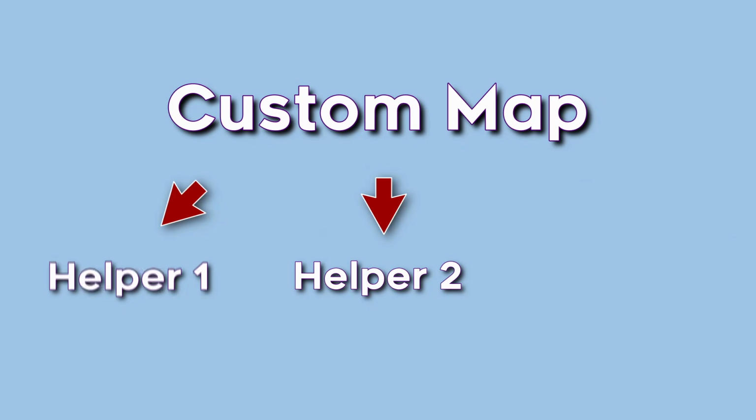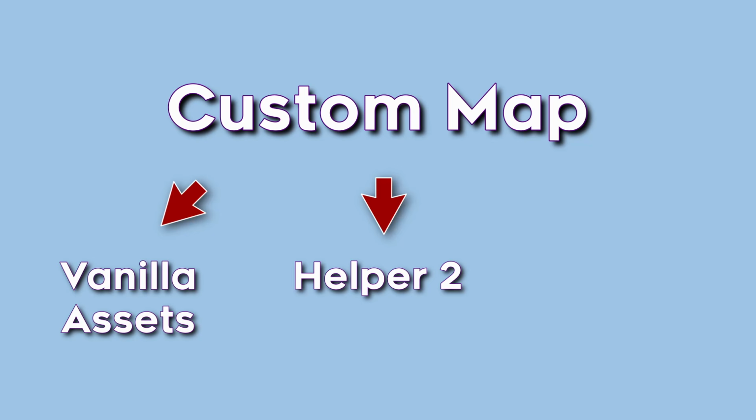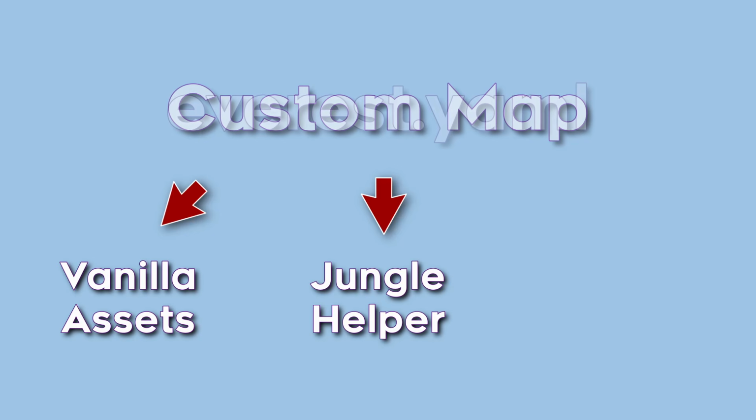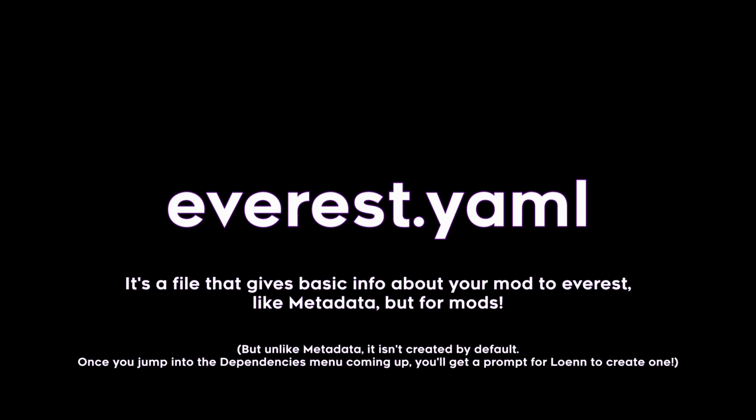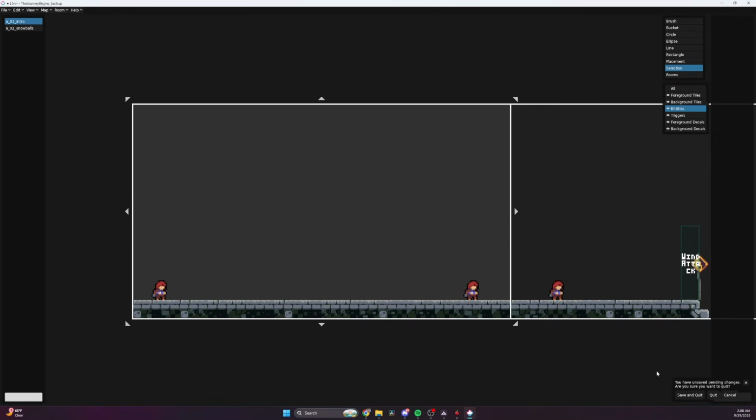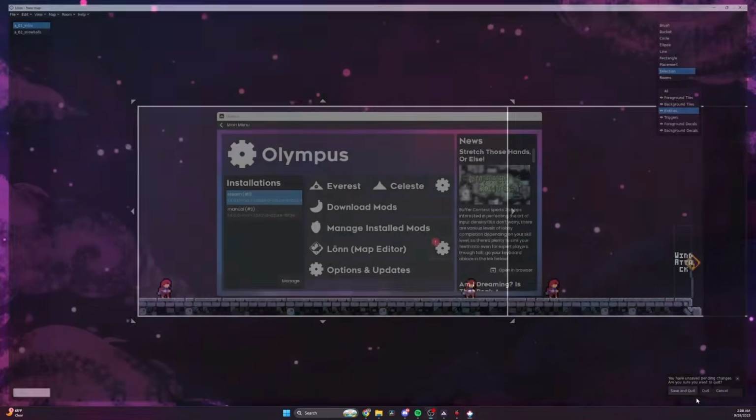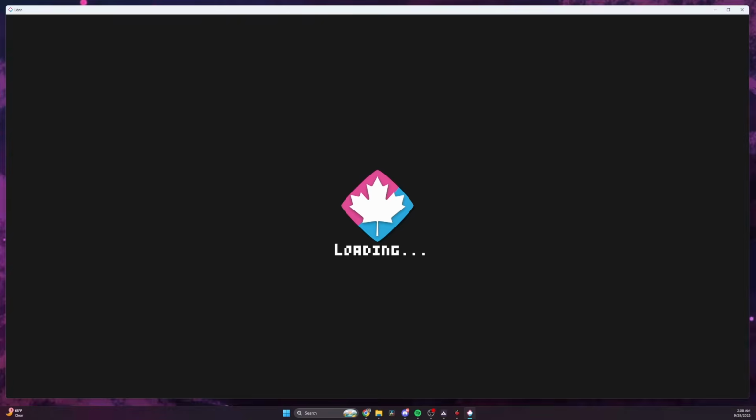We currently have dependencies on the vanilla assets set up by default, but what if we could include this helper as a dependency? Yes, you got it. Everest.yaml has got you covered. After downloading a map with these helpers as dependencies or downloading the helpers alone, give a quick restart to Loenn if you had it open while downloading them.